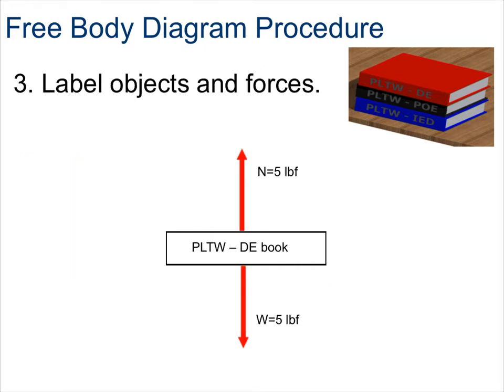In step 3, we can go ahead and label the objects and the forces. In the rectangle, I listed this was our top book, which was a PLTW digital electronics book. We have the applied force, which is the weight of the textbook, which is 5 pounds. And we have the normal force, which is holding that textbook up at 5 pounds of force as well. Notice that these two forces have to be in balance, which is why the book is not moving.